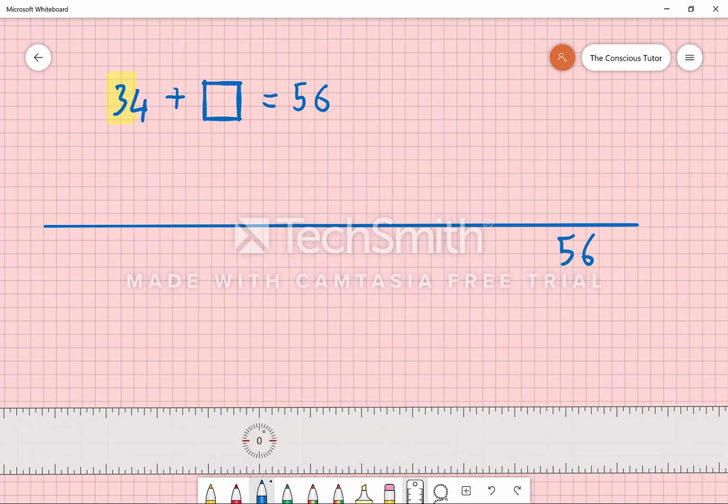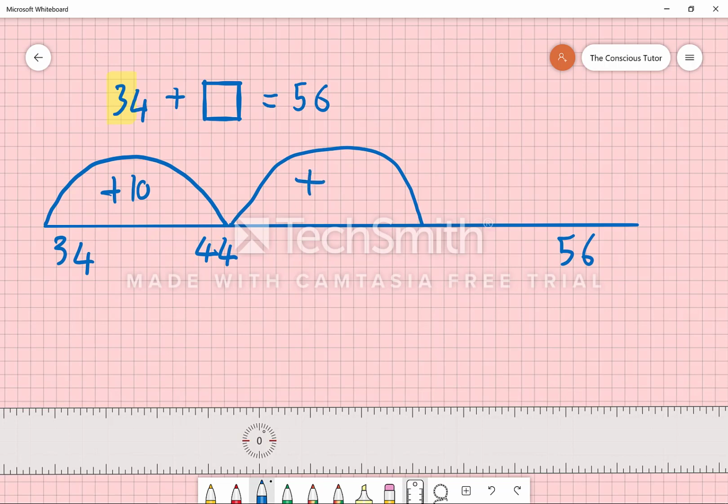So they want to get to 56. They are on 34. So using their knowledge of jumping, maybe they might want to jump in 10 to get themselves to 44. Make another 10, will take them to 54. They need to have an understanding that if they make another 10, it will take them past 56. So now they're there on 54. You can see that their 10s are in the right bracket, and they've just got to make 2 jumps to get to 56.